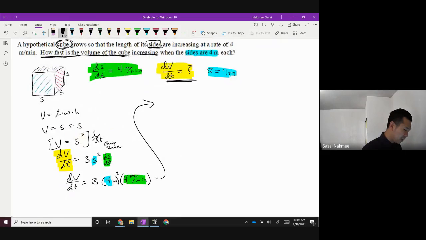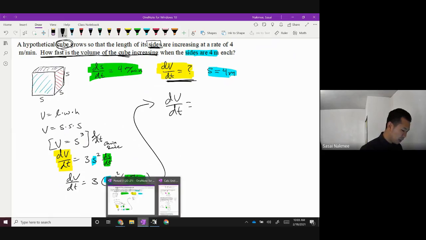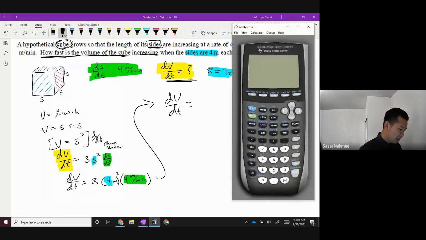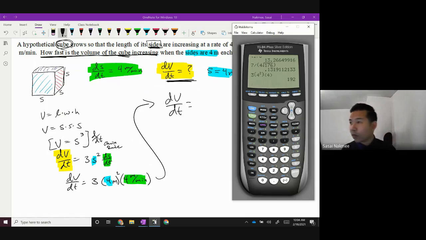We have now dv dt is equal to, let's go ahead and plug this into our calculator. Turn on your calculator: 3 times 4 squared times 4 again. And that's going to give me 192.